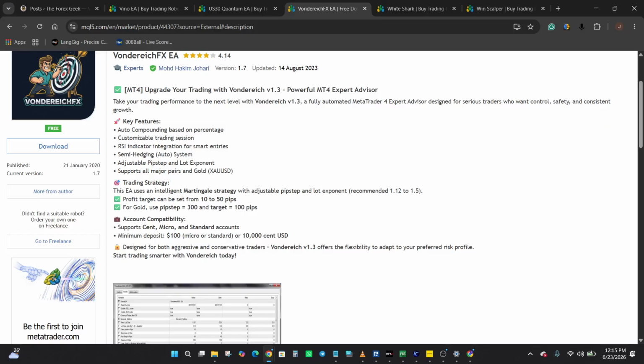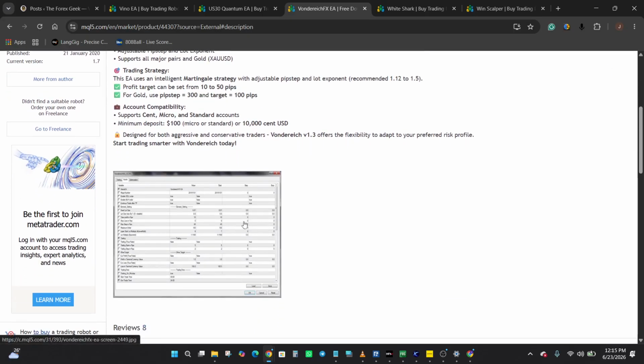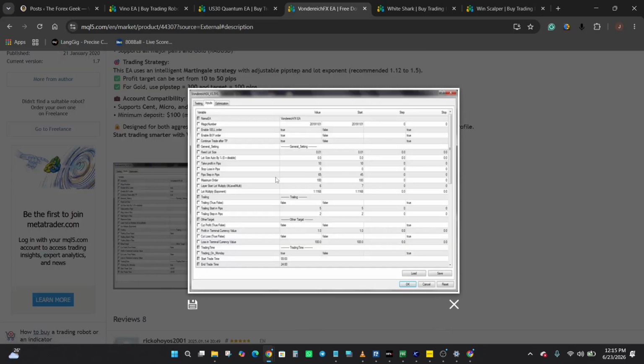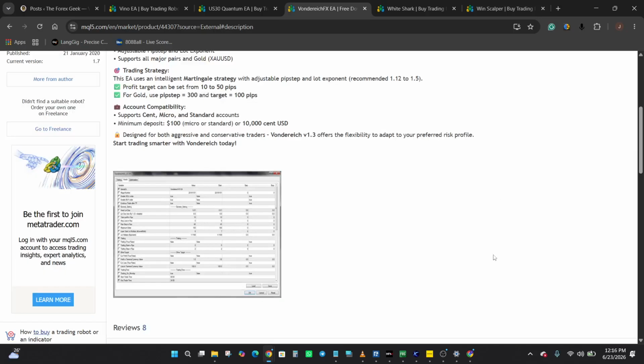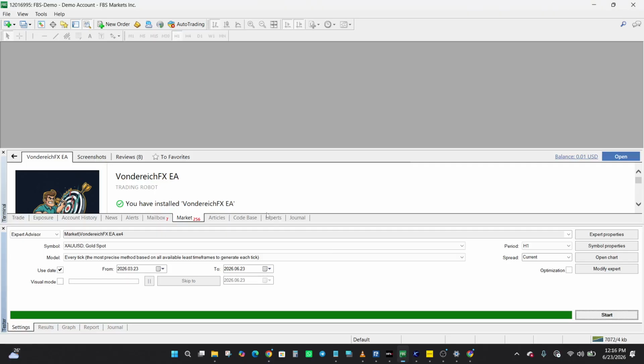In terms of account compatibility, VondereichFX supports cent, micro, and standard accounts. The minimum recommended deposit listed here is $100 for micro or standard accounts, or 10,000 cents for cent accounts. Now let us transition over to the historical backtesting section. What we have here seems like it's just input settings, so let's head over to our strategy tester on MT4.